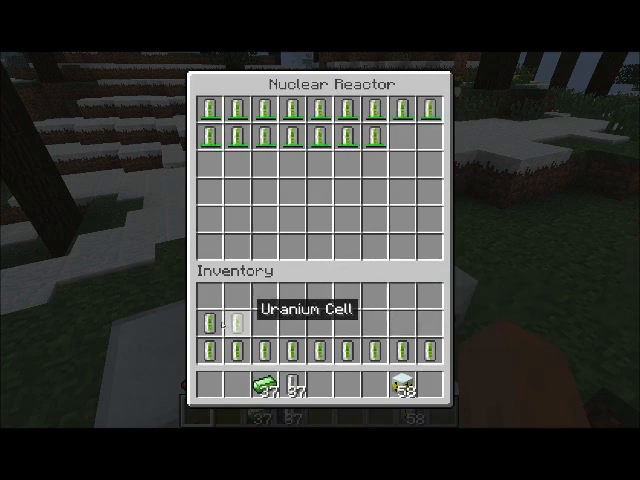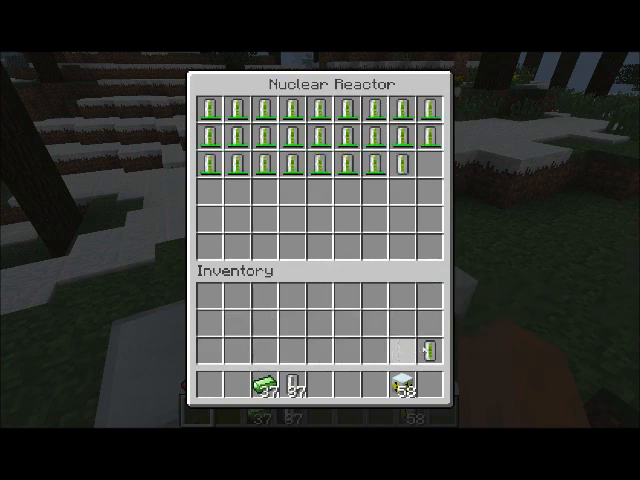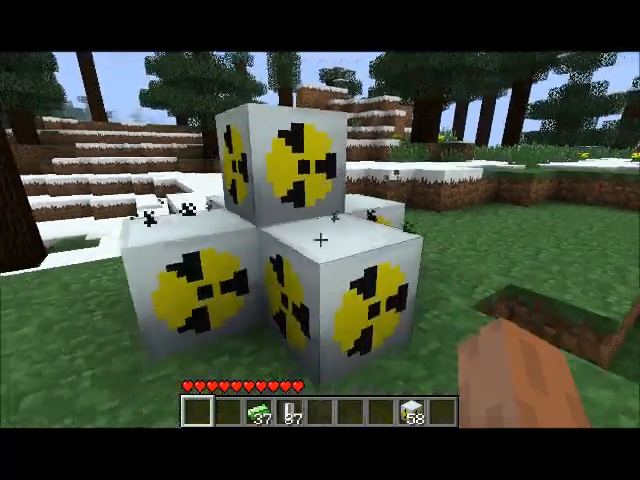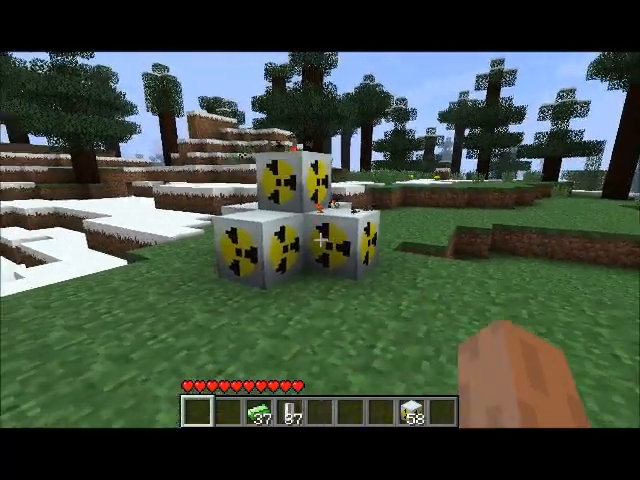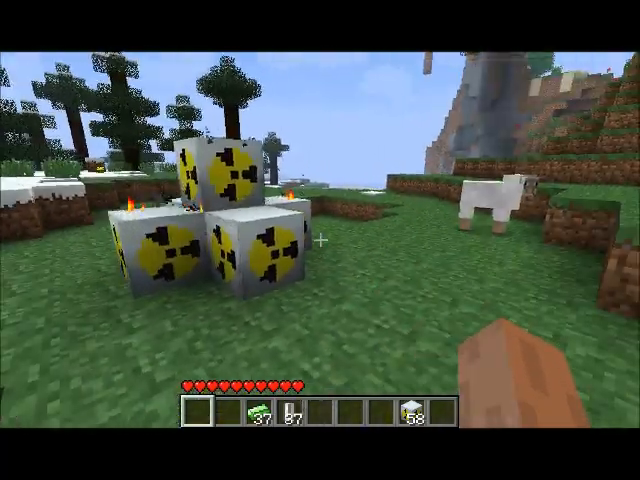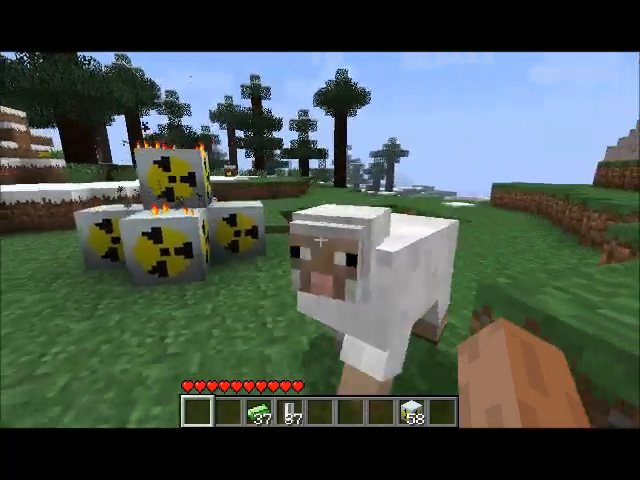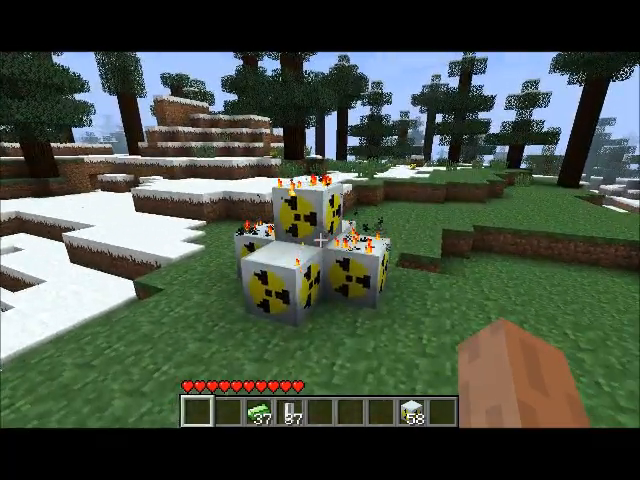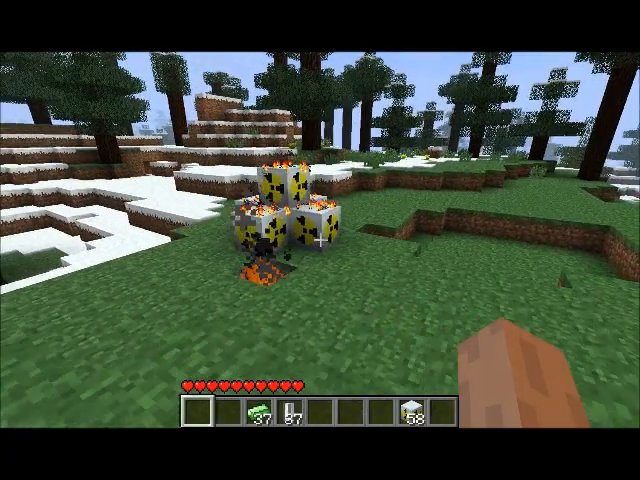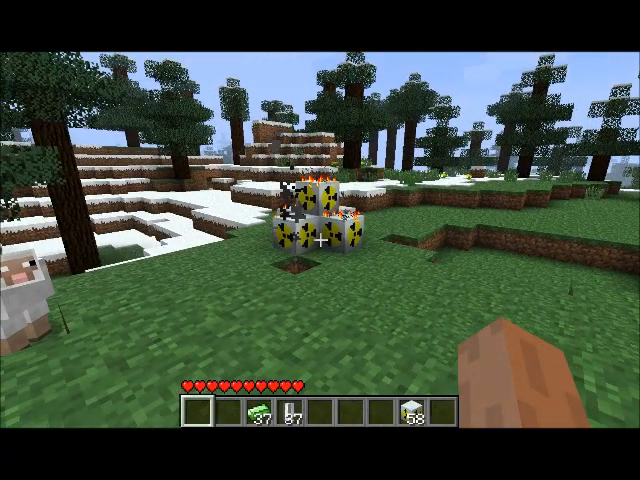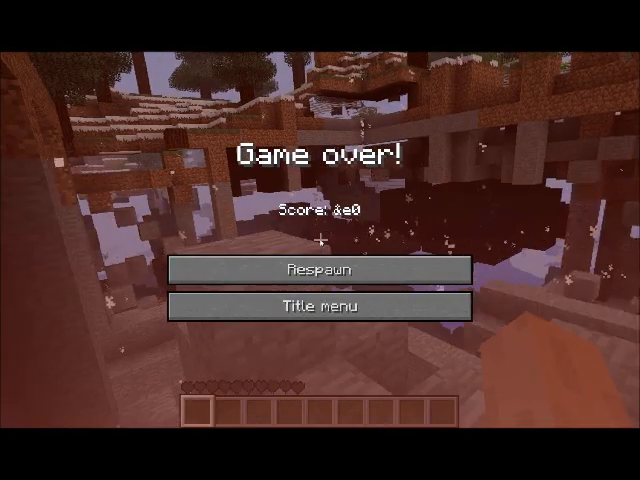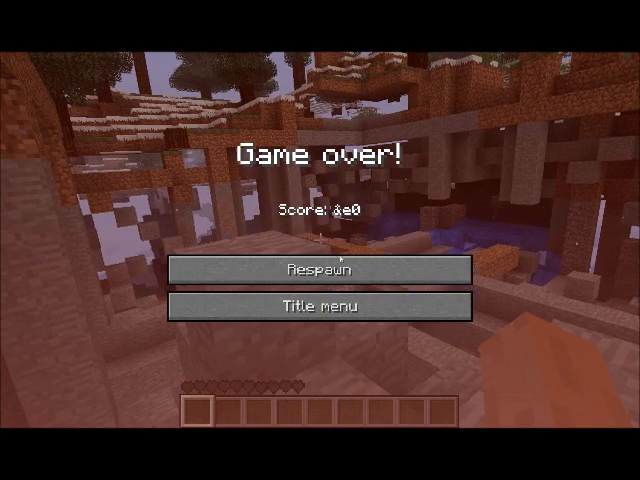Oh boy. We're gonna have a problem here, aren't we? So I just threw a bunch of uranium in there. Look how quickly this thing's heating up. This is what happens if you do not properly cool off your reactor. In fact, this is gonna be a problem. Oh boy. That's not good.